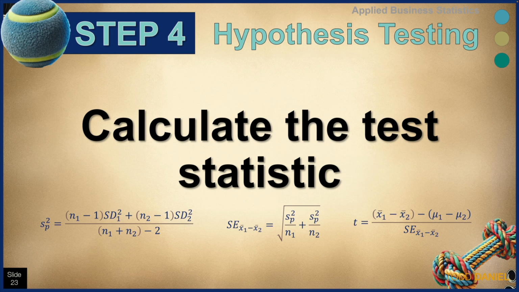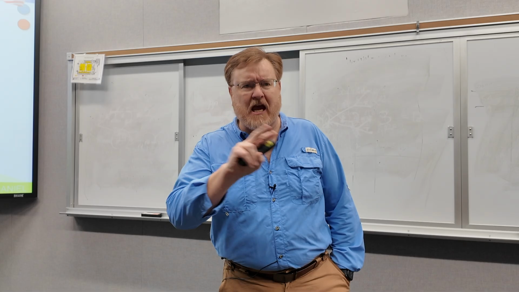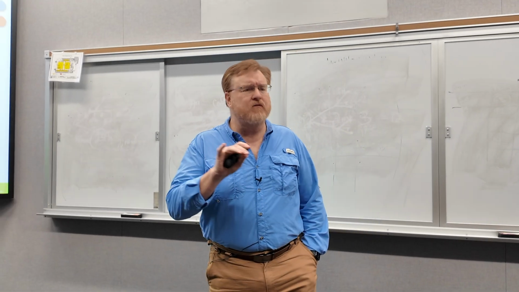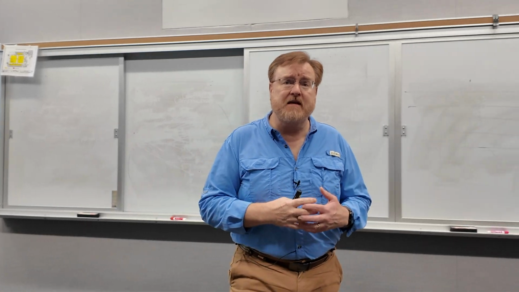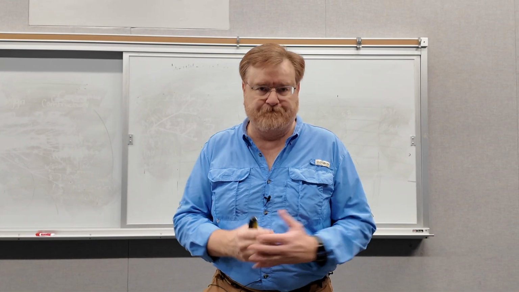We're going to calculate the test statistic. I've included the formulas that we could use to calculate that by hand. However, for this example, we're going to turn to the statistical software JASP. You have two spreadsheets or two JASP files on your desktop. One is for independent samples, the other is for paired samples. We'll be using the independent samples example for this.